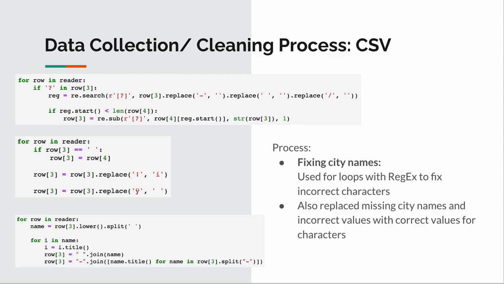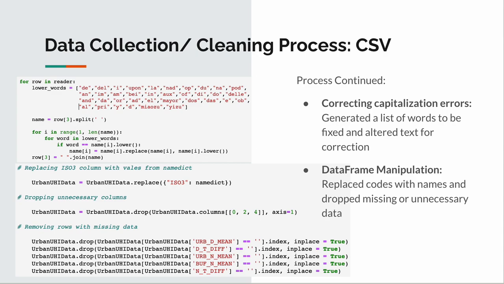For the data collection process, we started off with our CSV. So beginning with fixing the city names, I wanted to use for loops with regex in order to correct that. And I was able to replace instances of question marks within some city names with the correct character completing the name. I also replaced the missing city names and the incorrect values with correct values for certain characters.